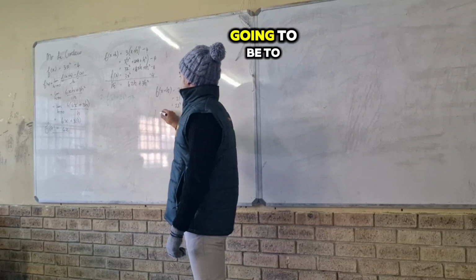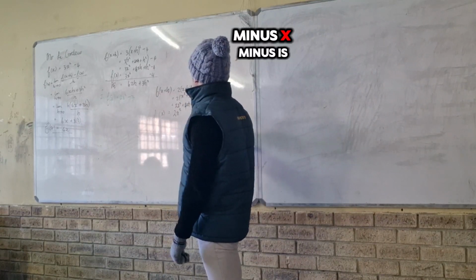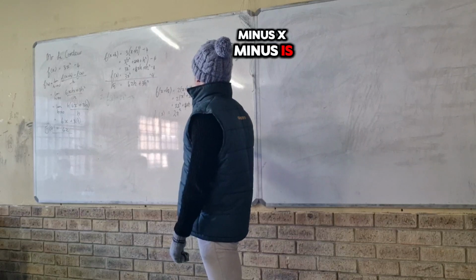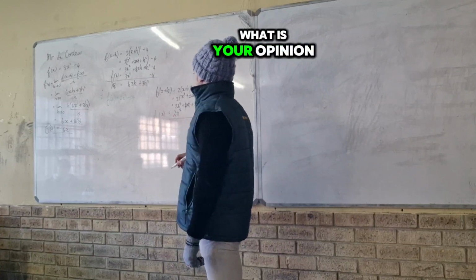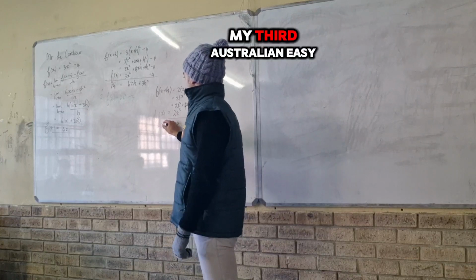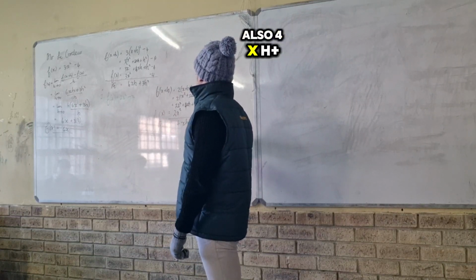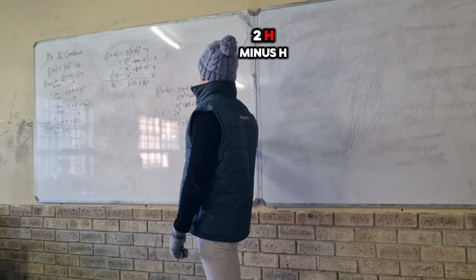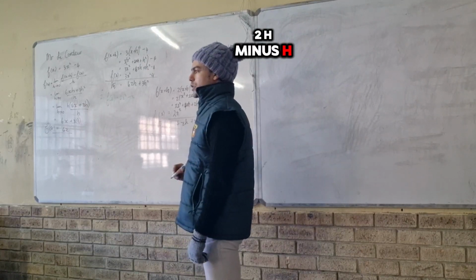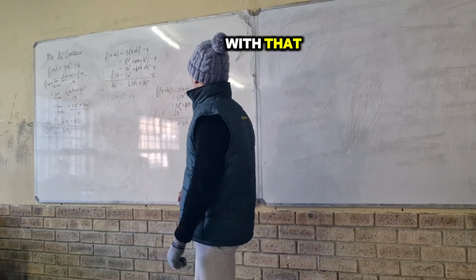My next step is going to be to write down that one minus x. What is left here? That one cancels out. I'm basically left with my average gradient is equal to 4xh plus 2h squared minus h. We good with that? Wait, 2h squared. Thank you for that.